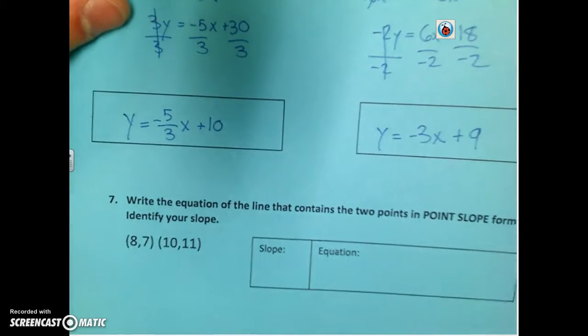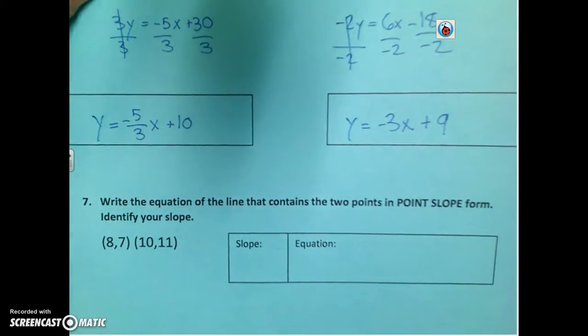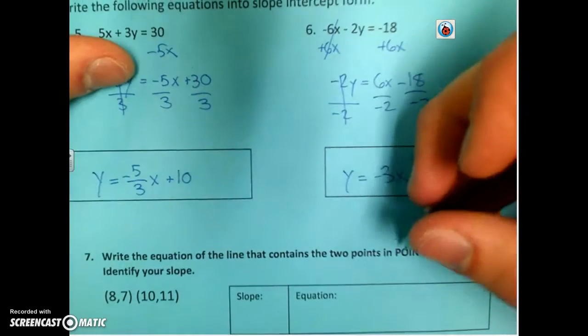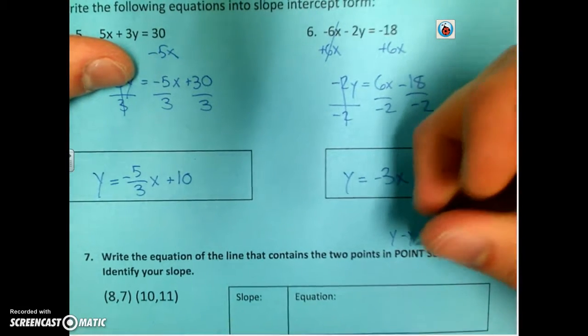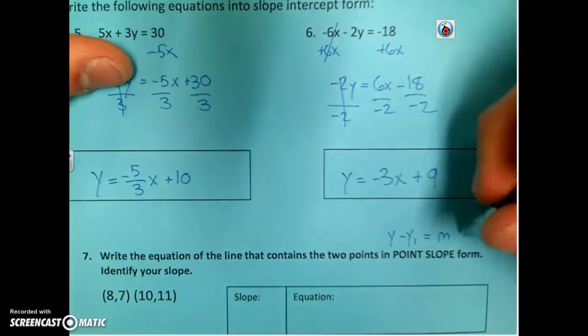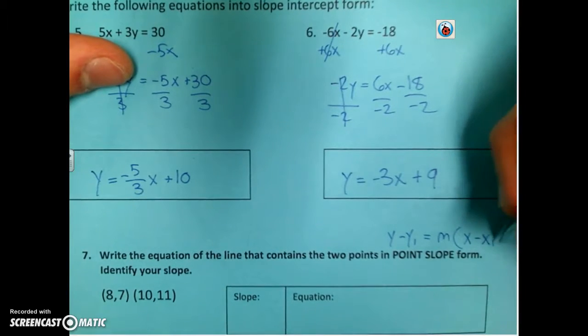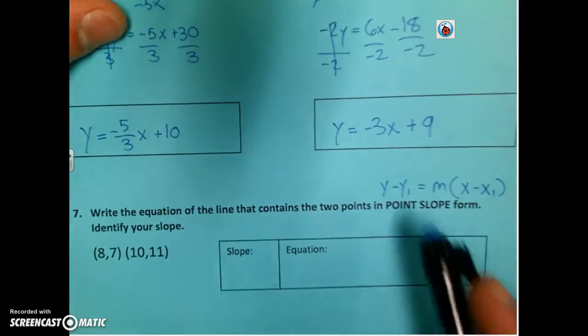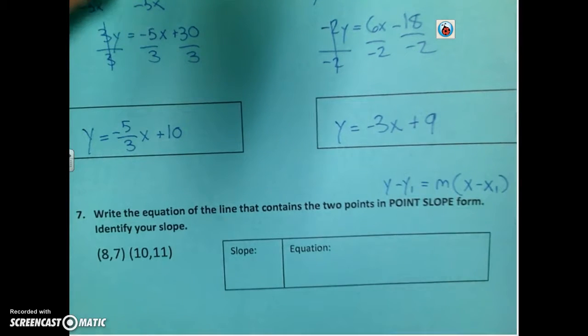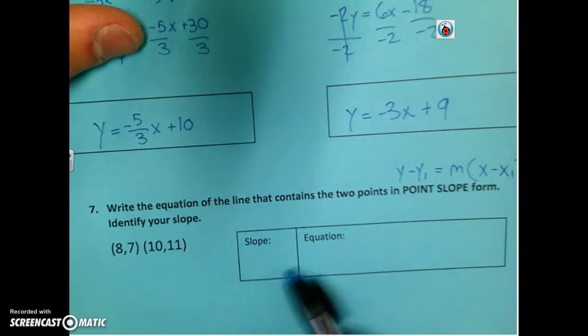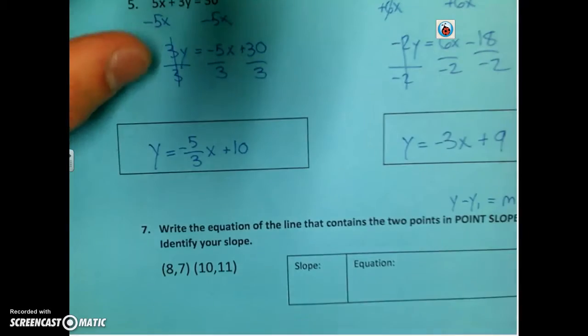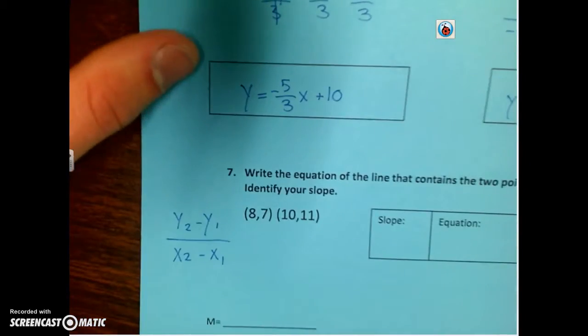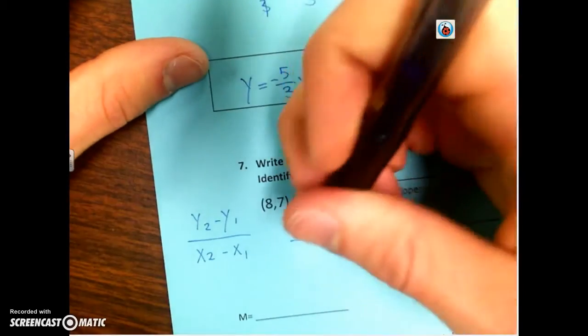All right, so it says write the equation of the line that contains the 2 points in point slope form. Now point slope form is y minus y1 is equal to m times x minus x1. All right, so we know that this y1 and x1 can come from either one of these coordinate points, but I need to find my slope, right? I need to identify what that is. Now remember the formula for that. y2 minus y1 over top x2 minus x1.